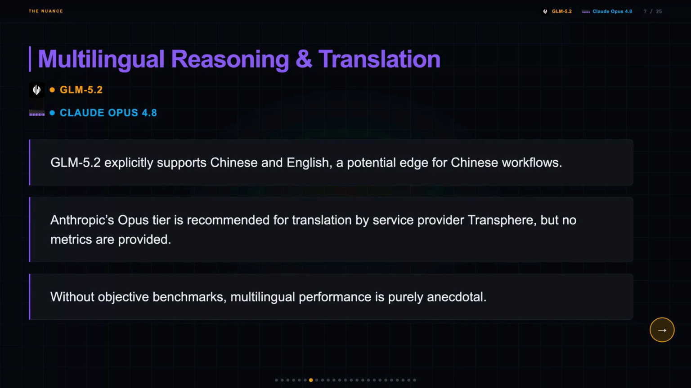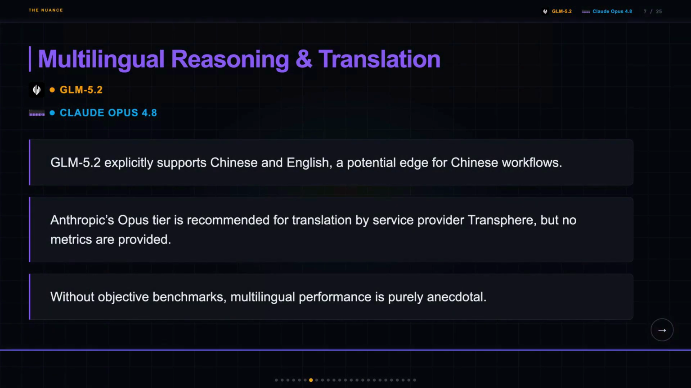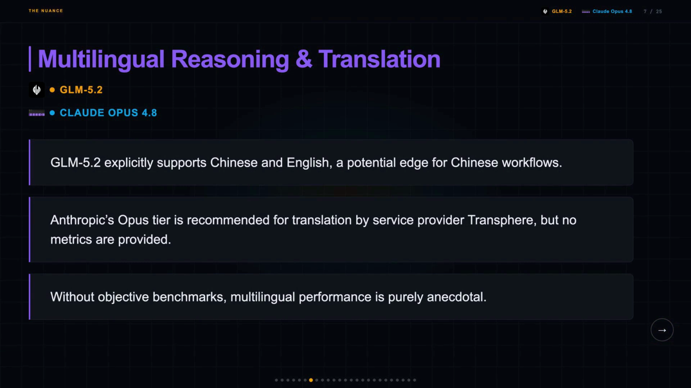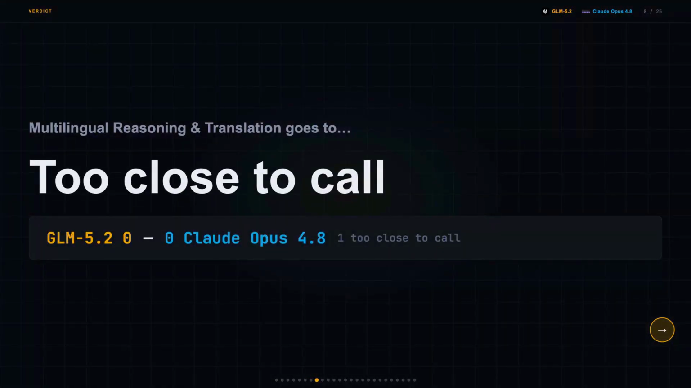Take this one with a grain of salt because the gap here could be real or it could be nothing. GLM's native Chinese support is a structural thing, not a benchmark thing, and Opus's translation recommendation comes from one vendor, not an independent test, so the actual difference could be way smaller than the marketing suggests. So this one lands as a tie.